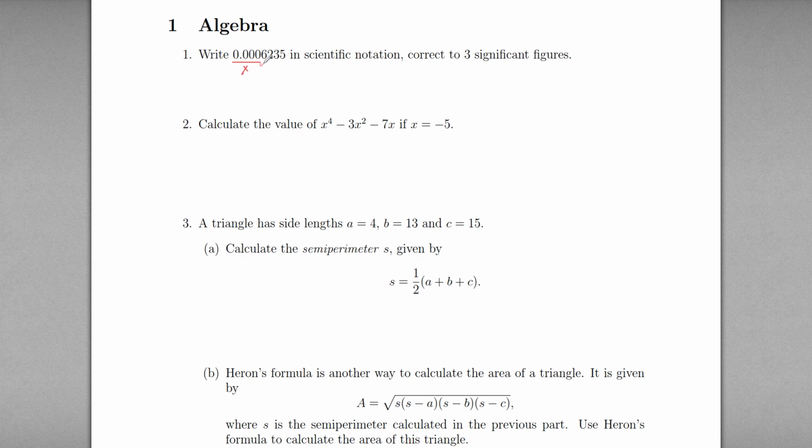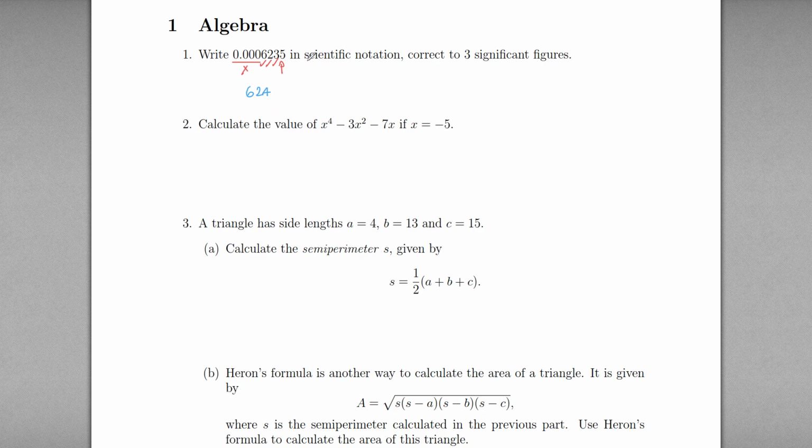Alright, so 6 is good, 2 is good, and 3 is good as well, and so there's our 3 significant figures. Okay, but the 5 tells us that we have to round our 3 upwards, and so we're going to get 6 and 2, and then the 3 becomes a 4.